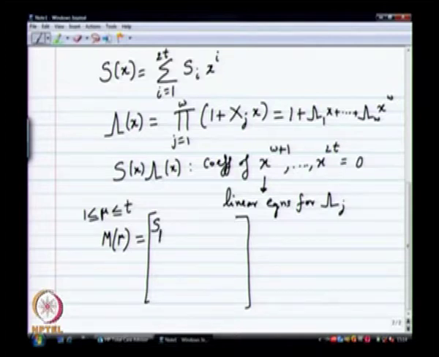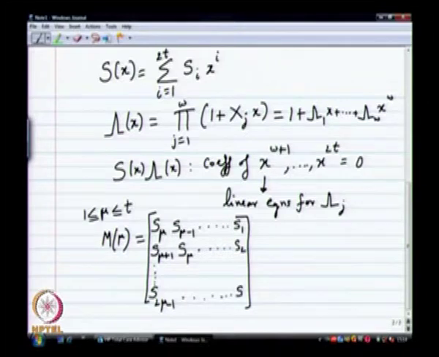S mu minus 1, all the way to S 1, then S mu plus 1, S mu, S 2 all the way down to S 2 mu minus 1, all the way to S mu. Okay, this is the matrix.